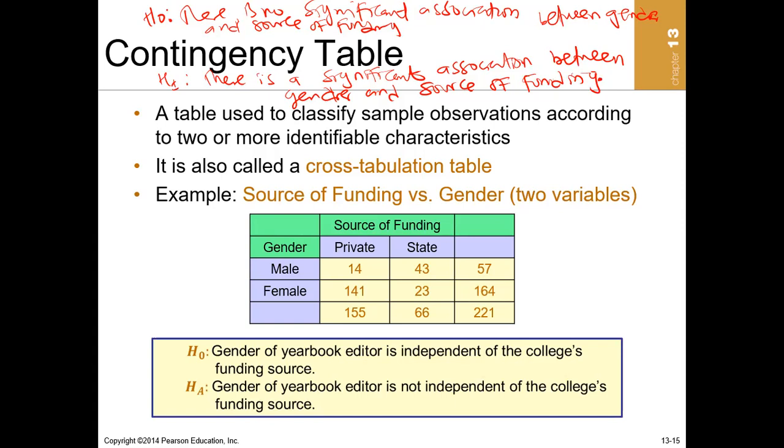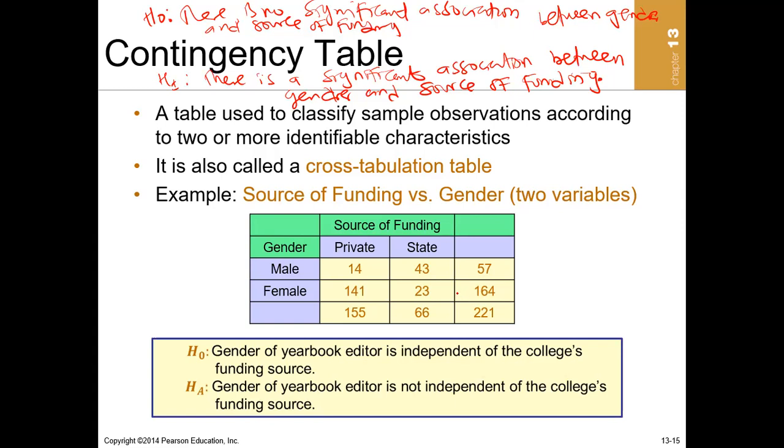Another way you could have put it is that gender is independent of funding, like what is written here. So another way we could have put this hypothesis is that gender is independent of college funding source. If gender is independent of funding, it means that there is no association between gender and source of funding. Then the alternative is that gender is not independent of the funding source, which means that if something is not independent of another thing, there is a significant association, right?